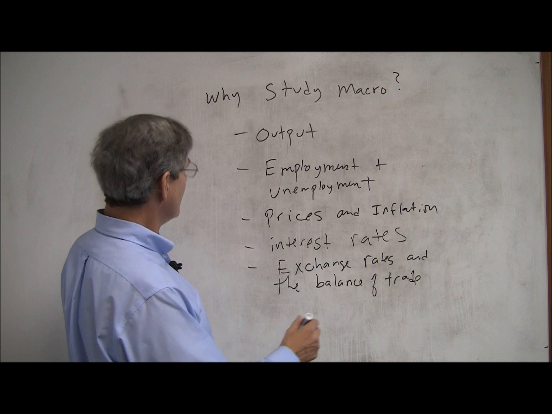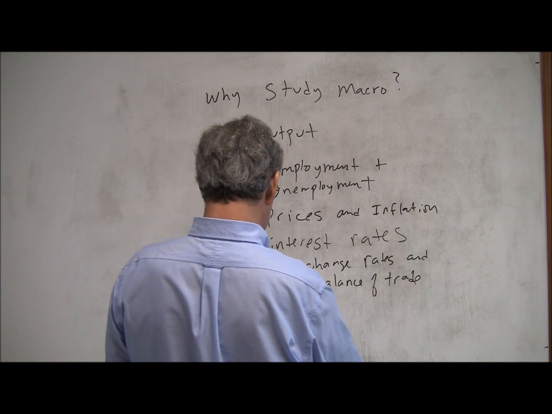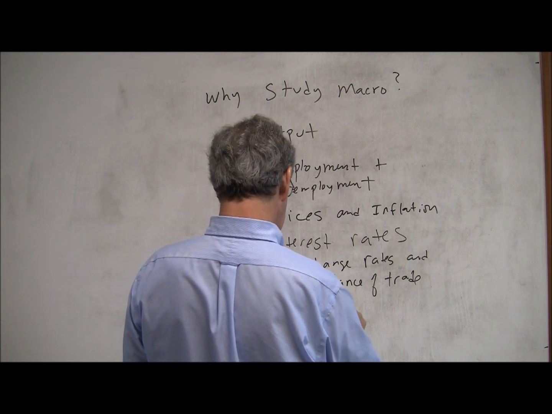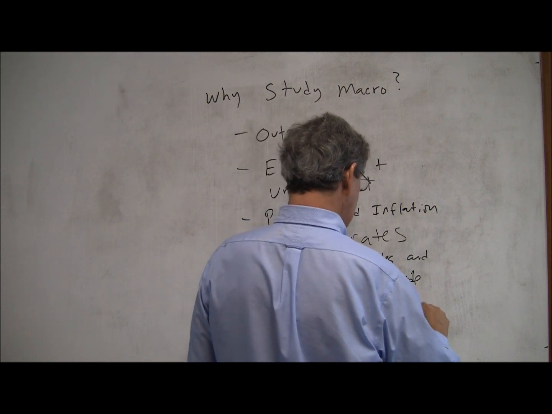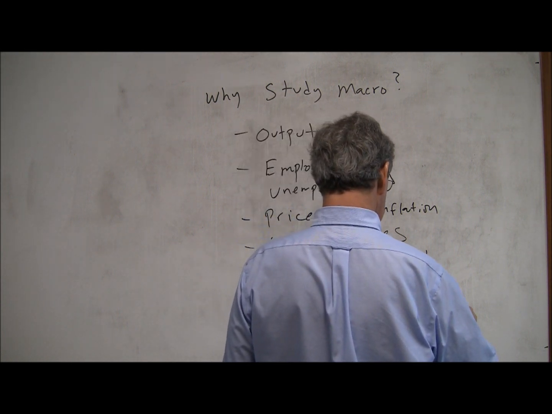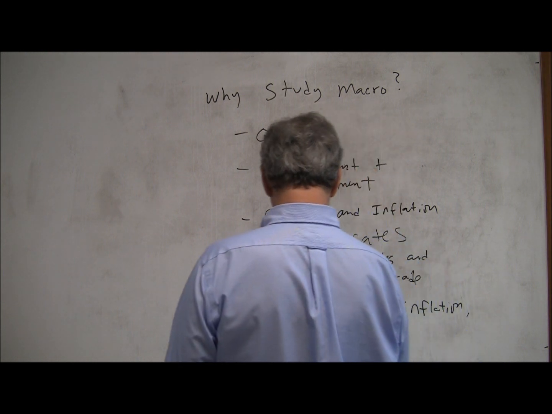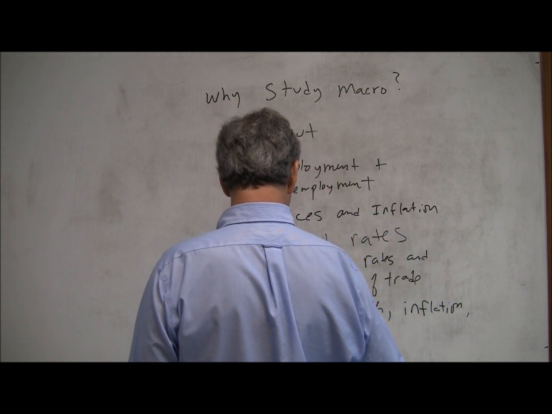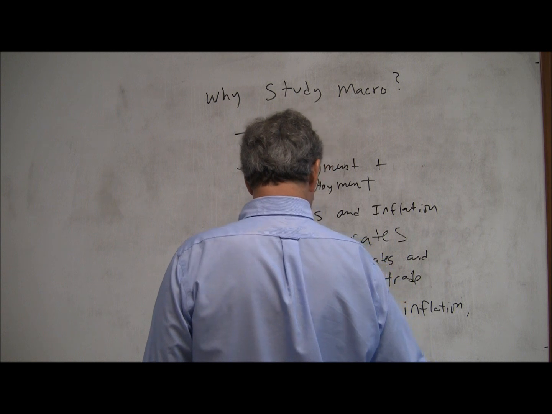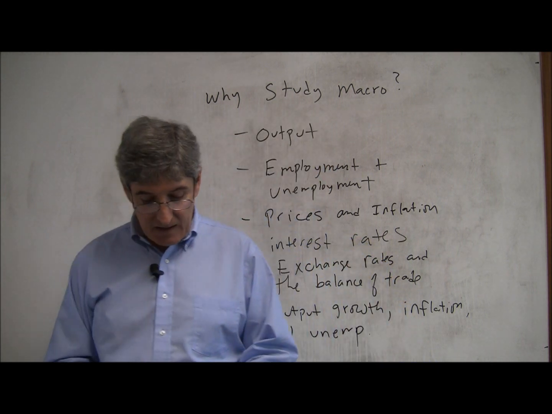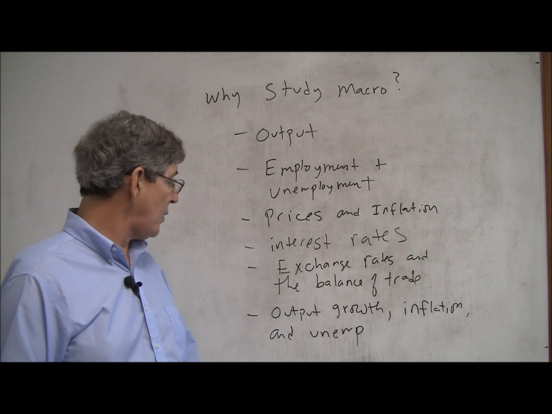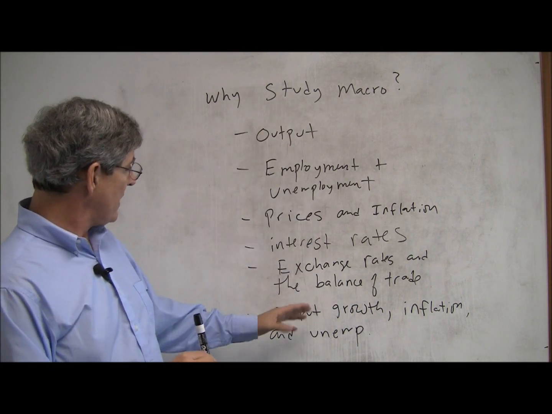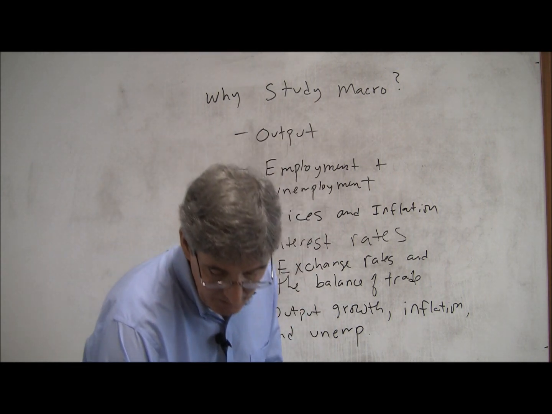Putting this sort of together, output growth, inflation, and unemployment are key indicators of the economy's health. And so if we want to figure out how healthy the economy is, is it doing well, is it doing poorly? These are variables we'd want to look at: output growth, inflation, and unemployment.